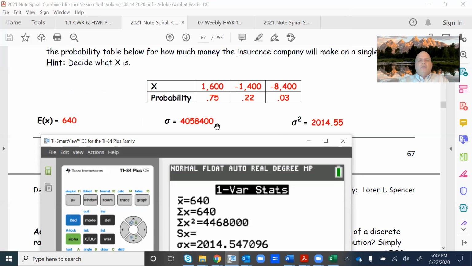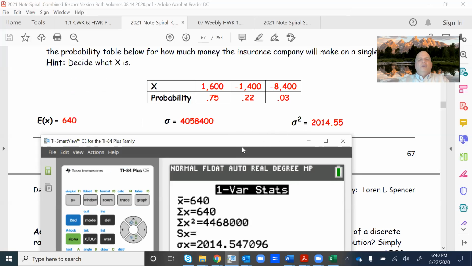The 400, shoot, I can't even read that number. That 4,058,400 is the variance, so it should have been squared. This over here is a standard deviation. I swapped those two numbers, and I apologize for that. I just now caught it.